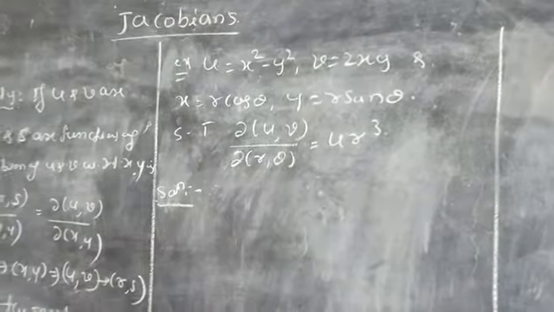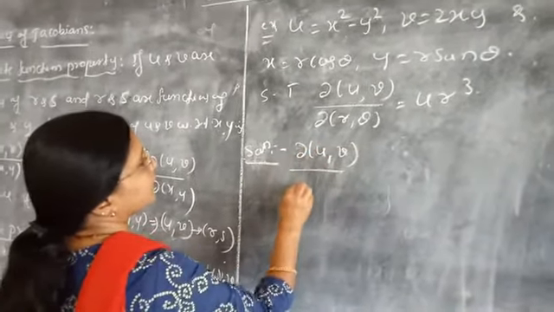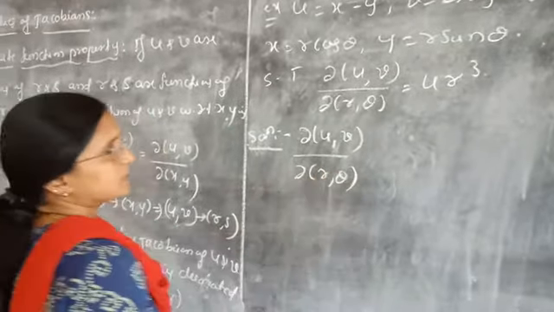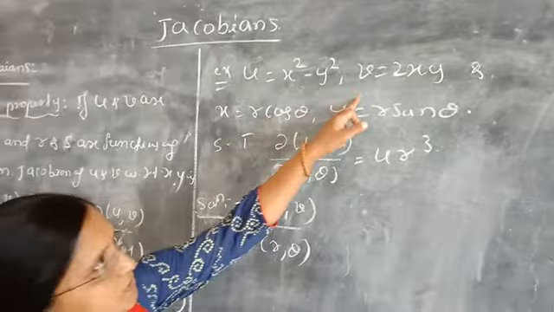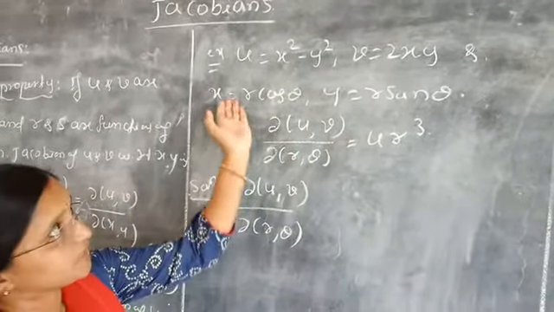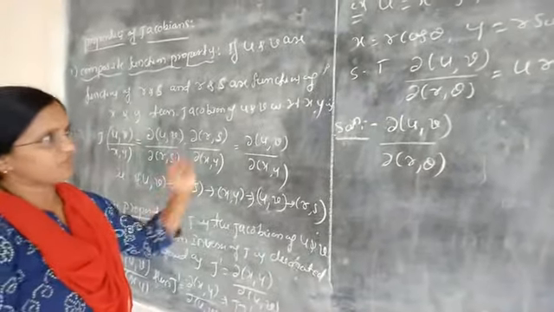Let us take the solution here. So we know that ∂(u,v)/∂(r,θ). See here, u is in terms of x and y, v is also in terms of x and y, and x and y are in terms of r and θ. So it is a composite function here. We have to use the first property.